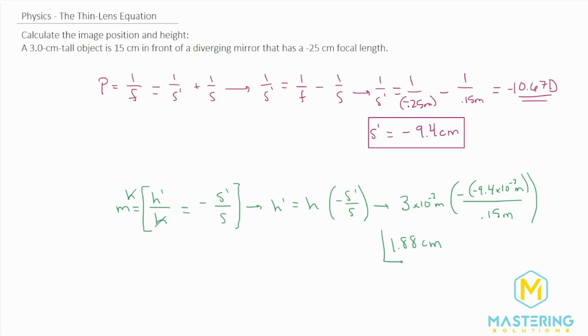And so positive on the height means it's upright. If it was negative, that would mean that it's inverted. But with a virtual image, it will always be upright, and with a real image, it'll always be inverted. So here are your answers for the image distance and the image height. And it is a virtual upright image.